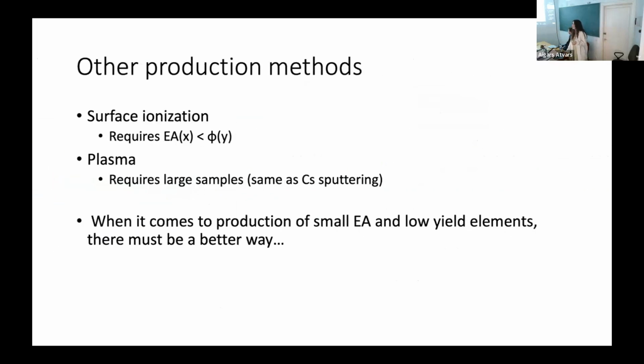There are other methods of negative ion production, namely surface ionization and plasma. The problem with surface ionization is that the electron affinity of the material has to be larger than the work function of that material, and the work functions are quite high, around 2 to 3 eV. So if we want to study low electron affinity elements, around 0.5 eV or lower, we need a different way of production. And a plasma source, same as cesium sputtering, requires large samples. So if we want to study low-yield radioactive elements, this is not possible. So we have to think of another way.